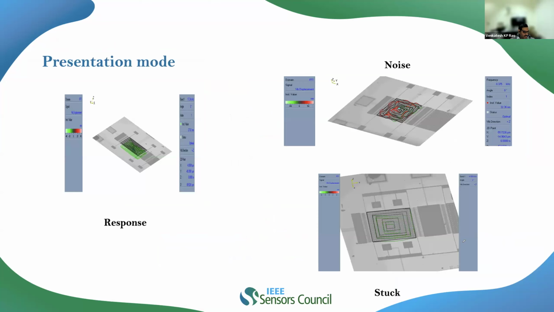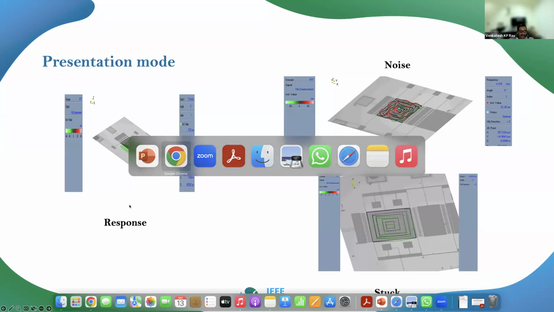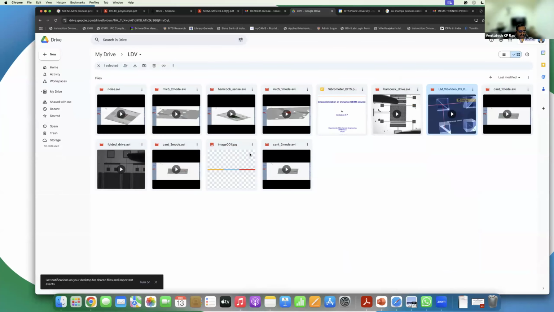So and then I told you about the presentation mode. In the presentation mode, in this case, this is a case of a gyroscope. Basically, I defined a series of scan points on the gyro. Now, let me see if this video works. Otherwise, I will take you to my mail. Over there, it is there. This is my hammock suspension.